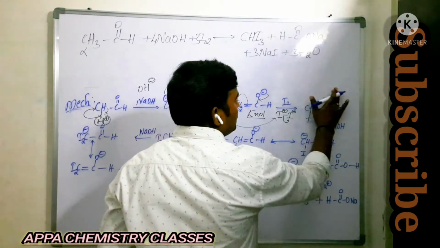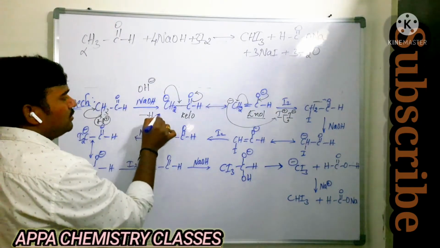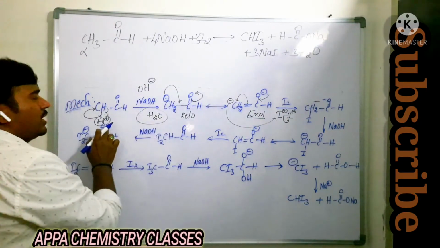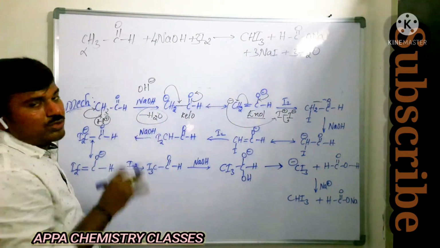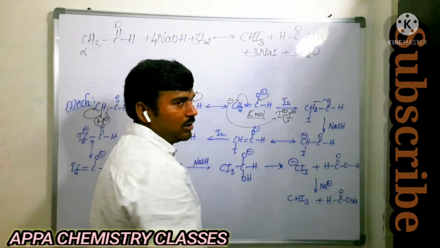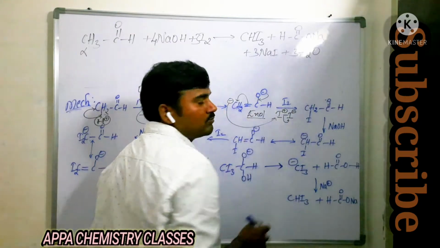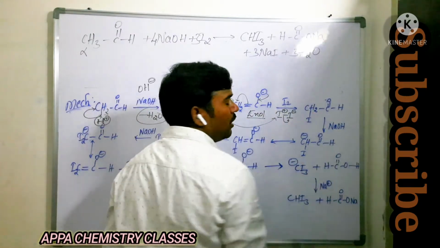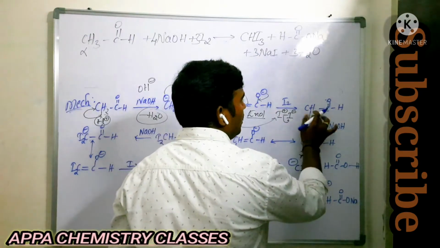Now here what happens? Here one water molecule is lost. That is one H plus ion and one OH minus ion making one water molecule. 1 mole of sodium hydroxide we used, and 1 mole of iodine is completed till now. Now again we have 2 more alpha hydrogens. So one more time we have to add sodium hydroxide, which captures only the proton.